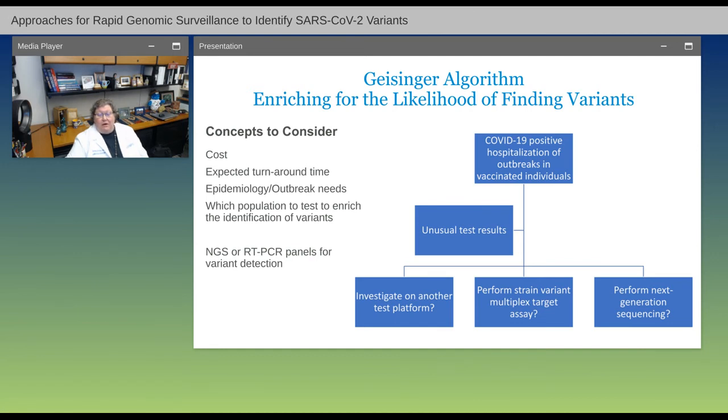And then we form an interdisciplinary review group with laboratory, infectious disease, and infection prevention to determine whether this needs to be investigated. And then the laboratory will decide the best approach, whether to investigate the sample on another platform, to perform the multiplex target assays, or the full NGS.